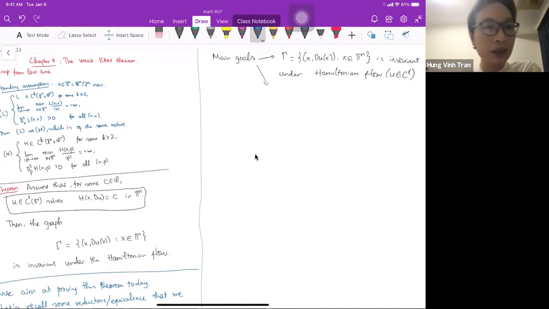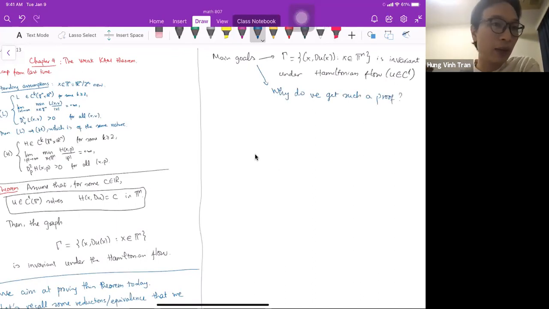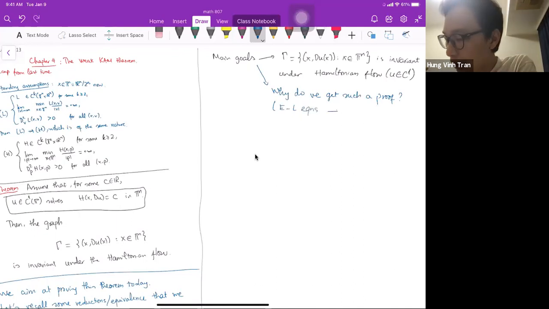The second point is that we're going to discuss, because you're going to see at first the proof today is a little bit ad hoc, in the sense that we see what we need to prove. So the key point I want to discuss today is why do we get such a proof? We can trace backward and think deeper: why did we come up with such a proof? This amounts to the relations between Euler-Lagrange equations and the Hamiltonian ODEs.